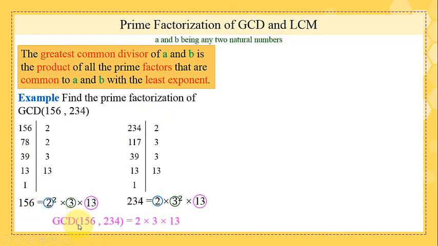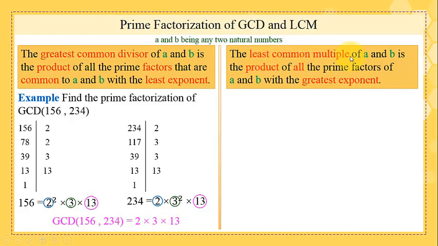So the prime factorization of the greatest common divisor of 156 and 234 will be equal to 2 times 3 times 13. Notice that when we had 2 exponent 2 and 2 exponent 1, we have taken the 2 with the smallest exponent, which is 2 exponent 1. Similarly, for 3 and 3 exponent 2, we have taken 3 exponent 1 only. So in the greatest common divisor, you will take the common prime factors with the least exponents.